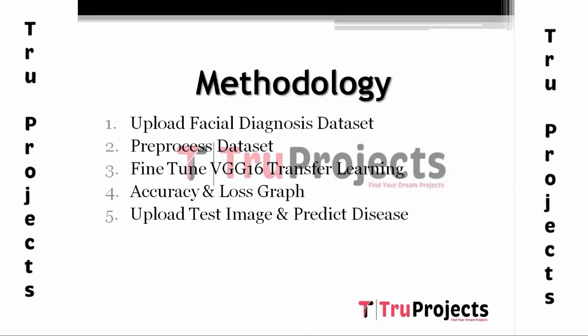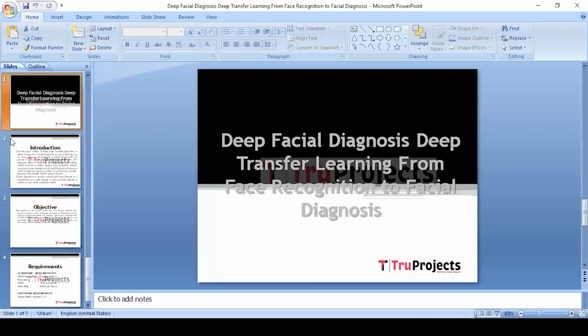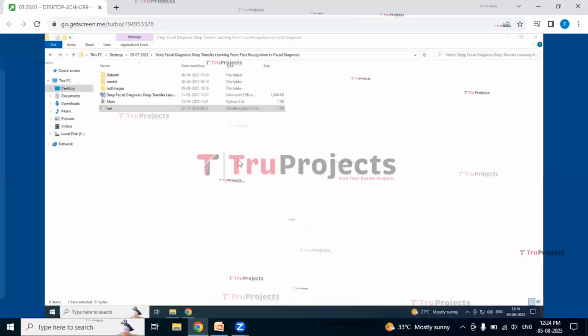Fifth module, upload test image and predict disease. By this module, we are going to upload a test image from the dataset and predict the diseases based upon the VGG16 algorithm. Execution. Now, close this file and open the code file.